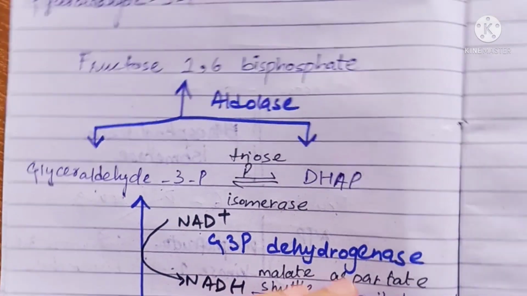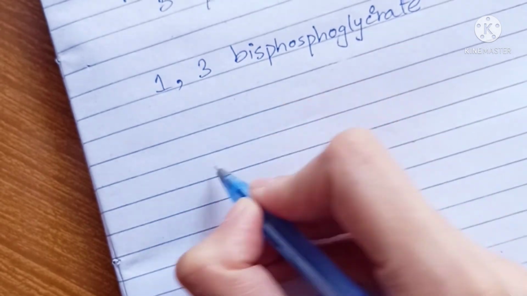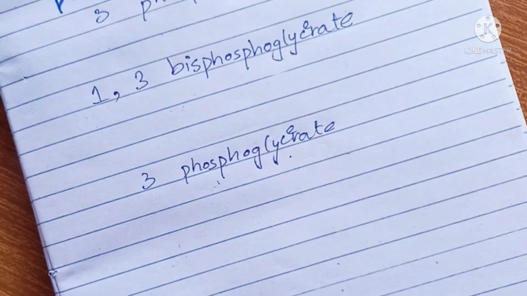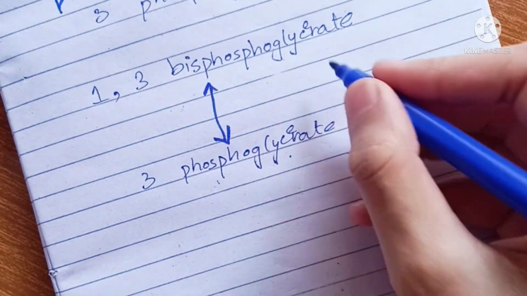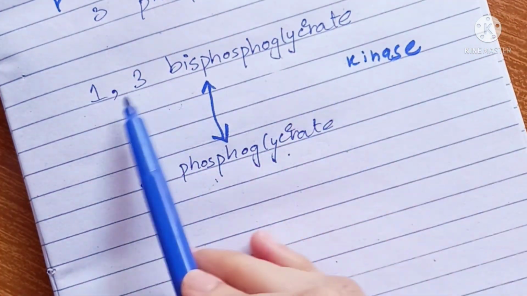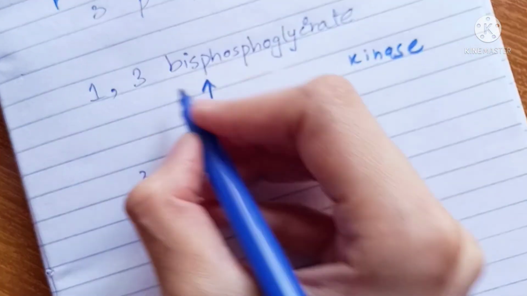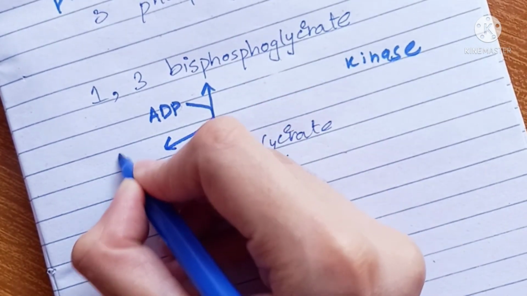Now this 1,3-bisphosphoglycerate is converted into 3-phosphoglycerate, and as it is not a rate regulatory step, it proceeds both in forward and reverse direction. And the enzyme used here is kinase. Why is enzyme kinase used here? Because the phosphate in this 1,3-bisphosphoglycerate is transferred to ADP, and so ADP is converted into ATP.